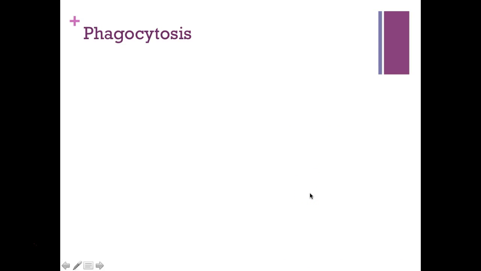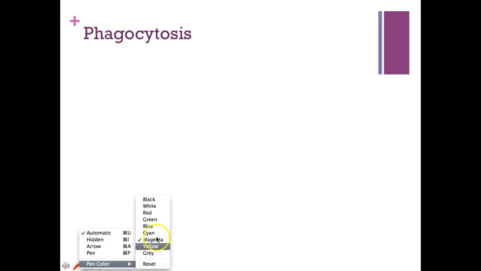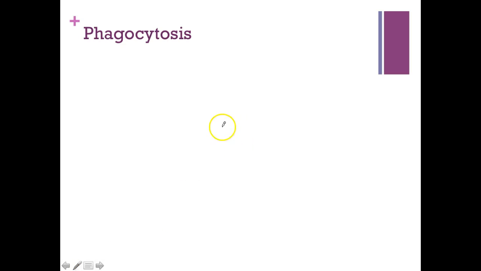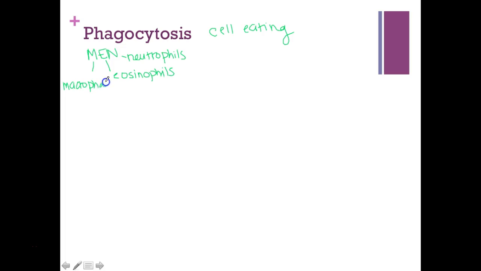Now let's talk about phagocytosis. I was going to talk a lot more about phagocytosis, but this lecture is taking longer than I thought. With phagocytosis, you guys should know this as cell eating. Remember, there are three main cells that help us do this: neutrophils, eosinophils, and our macrophages. All of them are phagocytes.